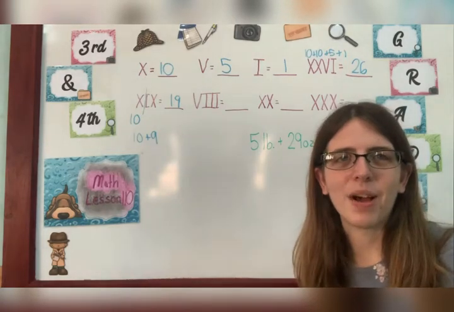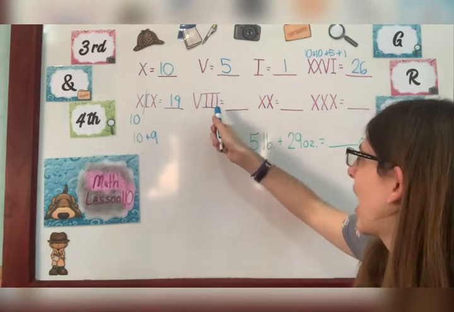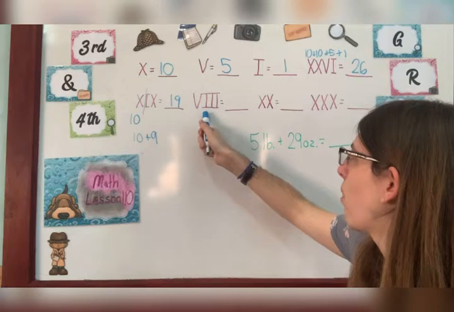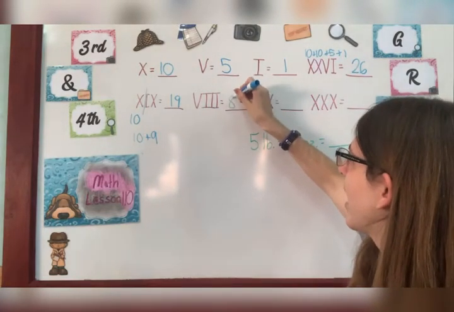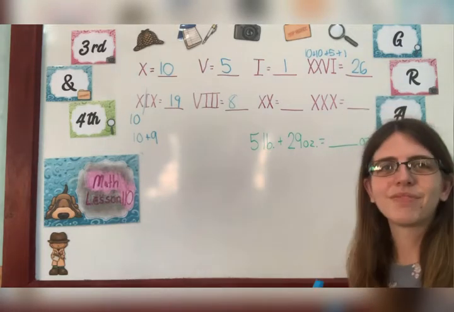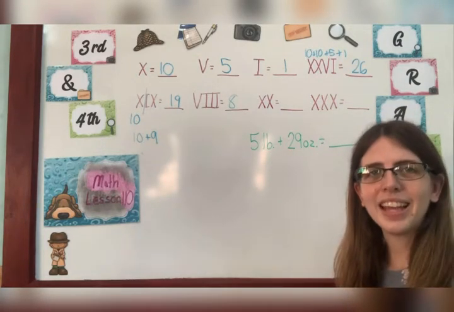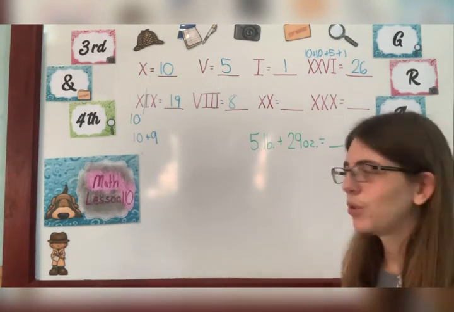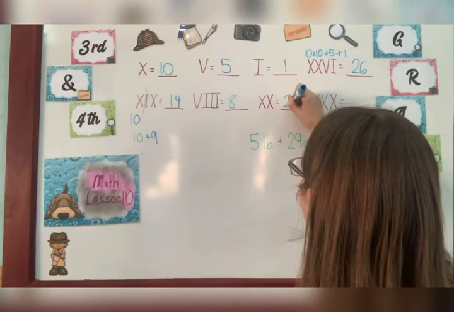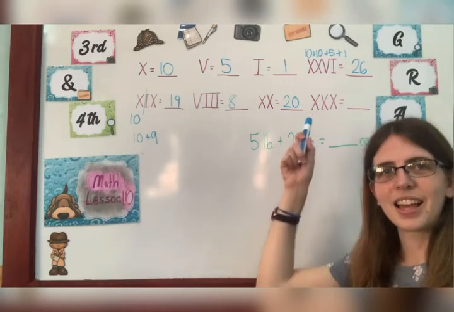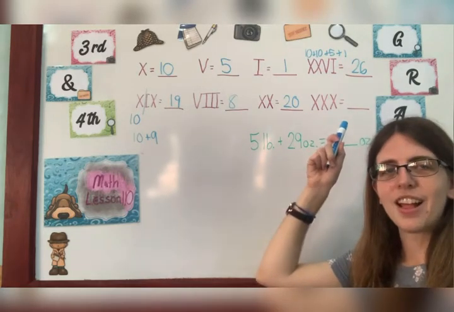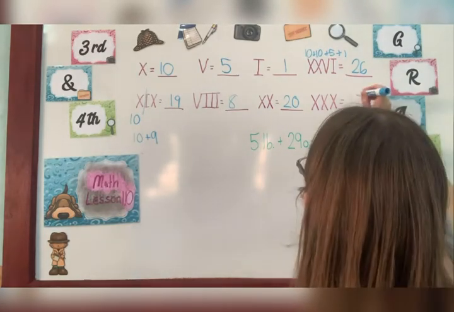Okay, let's try the next one. VIII. 5 plus 1 plus 1 plus 1. That is 8. Very good. 2 X's. XX is 20. Very good. Okay, how about 3 X's? 10, 20, 30. Very good.